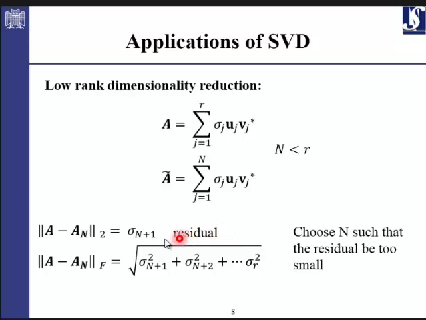And it depends, if this approximation is good, then this should be very small. Exactly. So if this value is very small, then this approximation is very good. And the Frobenius norm is actually the square root of the sum of the squares of all the other residual singular values from n plus 1 to the end.